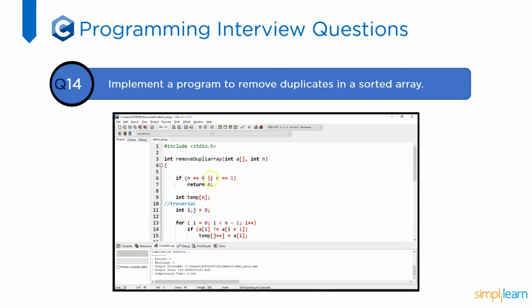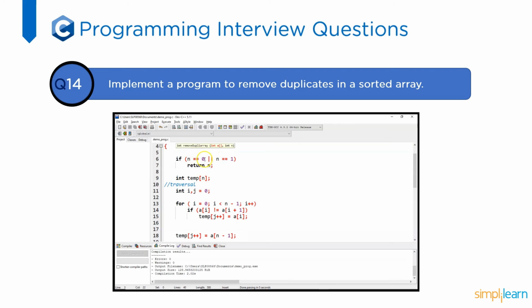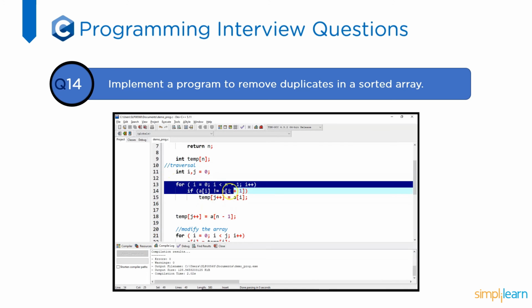For that we have a remove duplicate array function. If n is equal to 0 or n is equal to 1, then return n. If there are 0 elements or just 1 element, we simply return. Then we declare the temp variable, and this function is used for traversal.